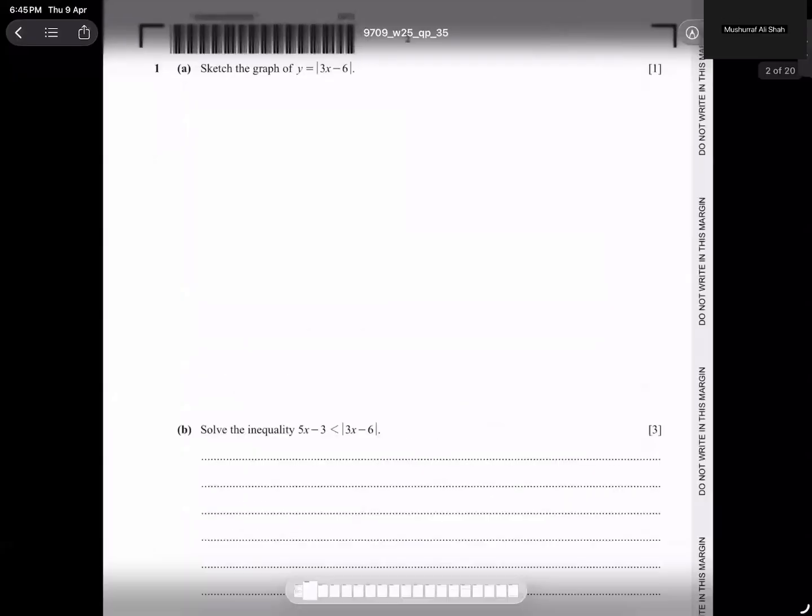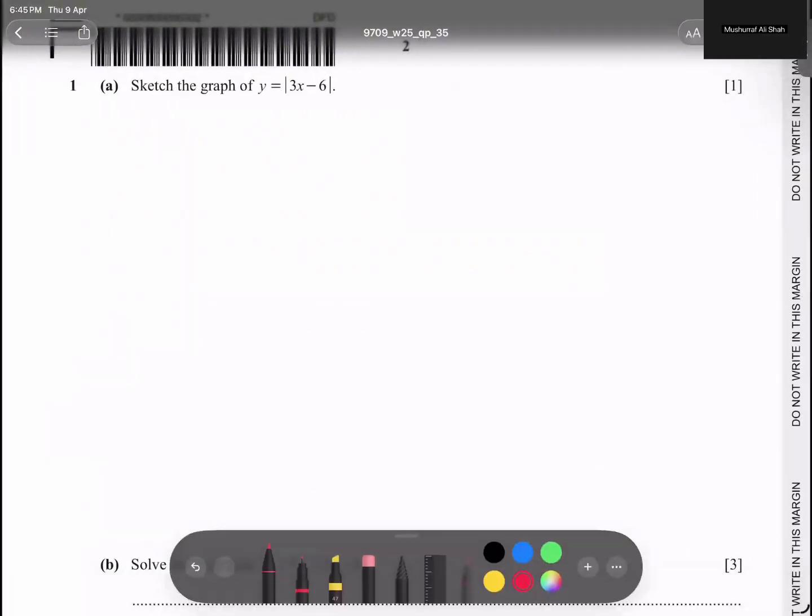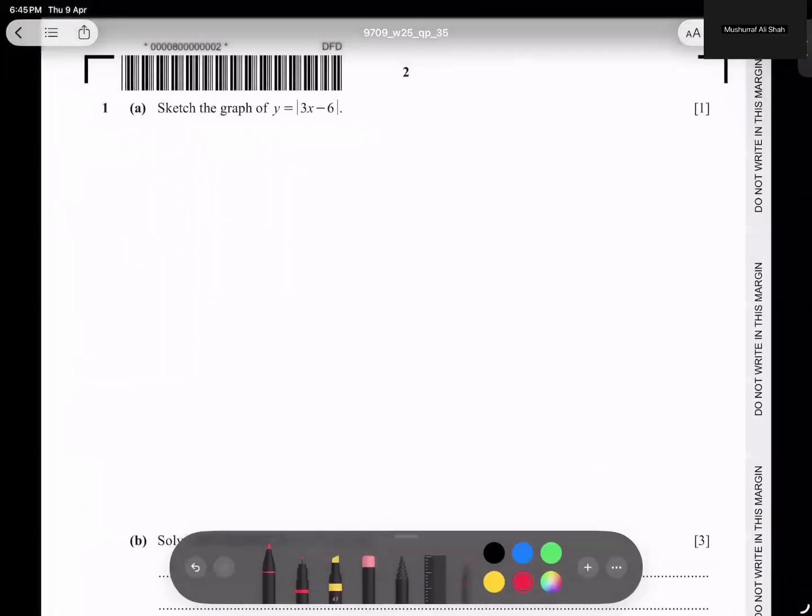Okay, question number one, students. We have to sketch this graph. What is the way of sketching? Though we can take some random numbers, the ideal way is to put whatever is in the modulus equal to 0. When I put it equal to 0, I get 3x = 6, so x = 2. Basically, this is the point where we have the 0.